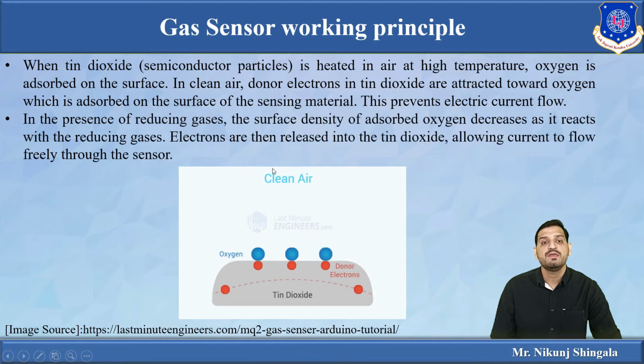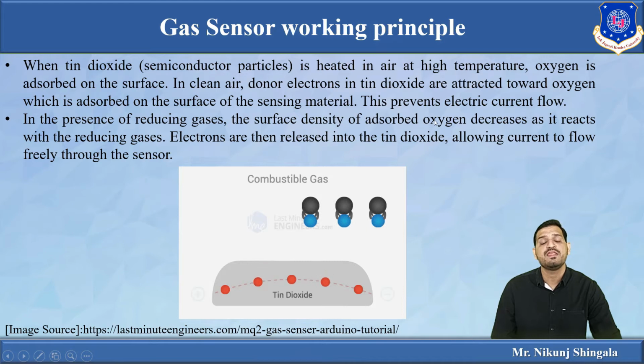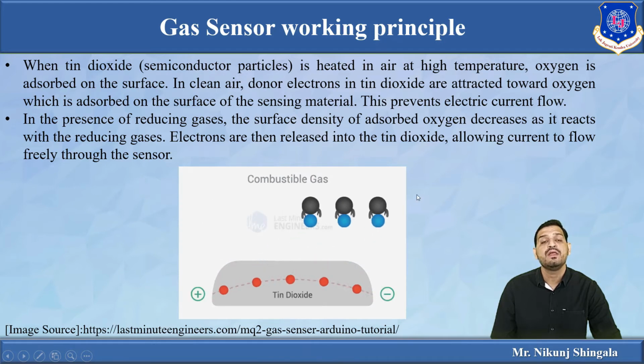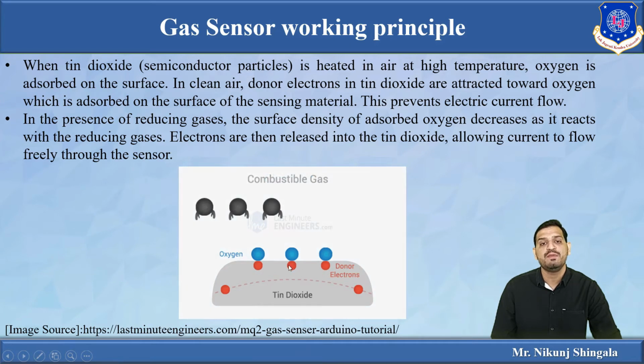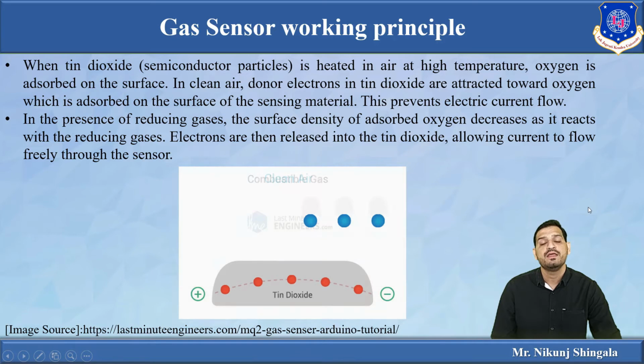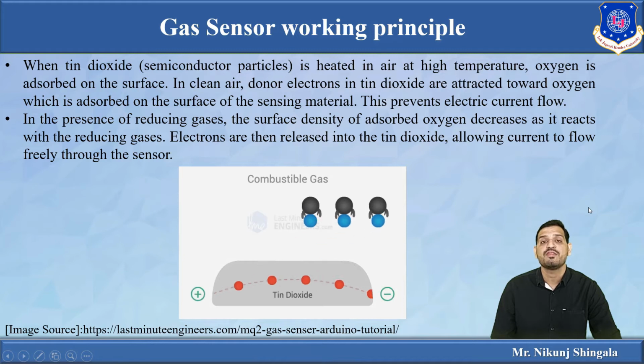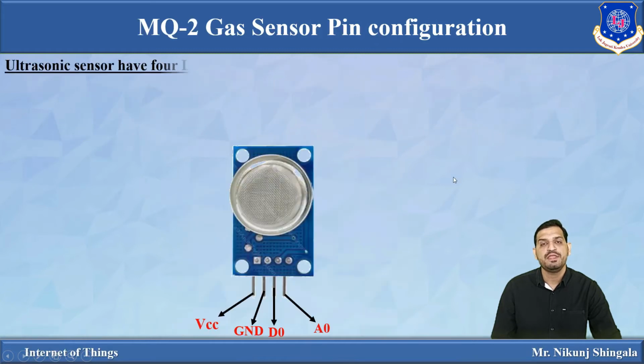Now what happens if some reducing gases, toxic gases, are present? The surface density of the absorbed oxygen decreases, because these black color ones are the toxic gas elements which react with the oxygen atoms, and then electrons are released. You can see electrons are released and there is a flow of current, so we get some output from the sensor and we can say that something has been detected. Now let us see the pin configuration.